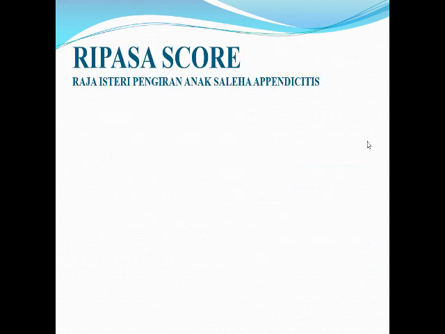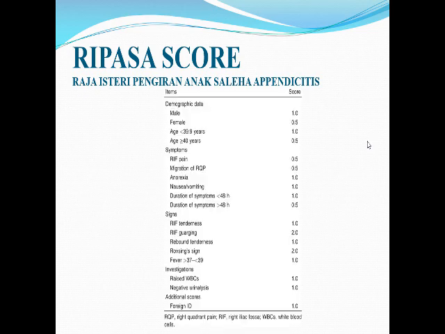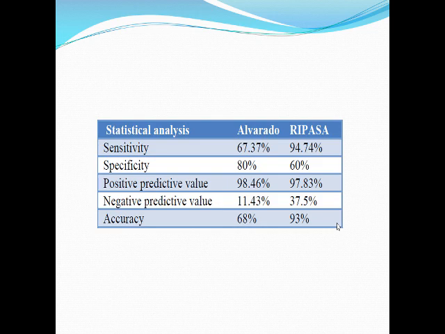In some regions, they have another score called the RIPASA score. This RIPASA score is a more detailed score and takes into account the sex of the patient, the age, also symptoms, signs, and investigations. But it's more popular in South Asia, and they said it's more specific and more sensitive for appendicitis than the Alvarado score. It's not popular over the world, mainly in Malaysia and most of the countries in South Asia. This is a comparison between Alvarado, which is popular over the world, and the RIPASA score.